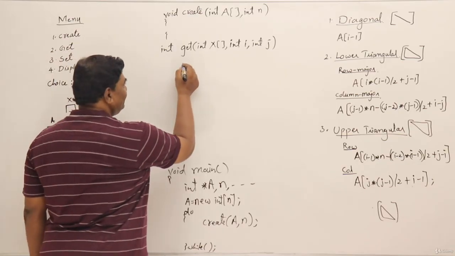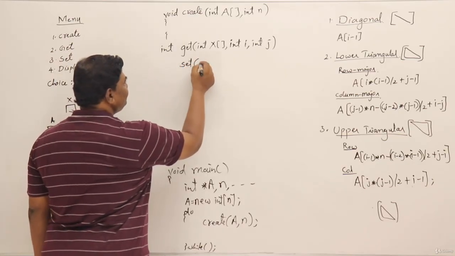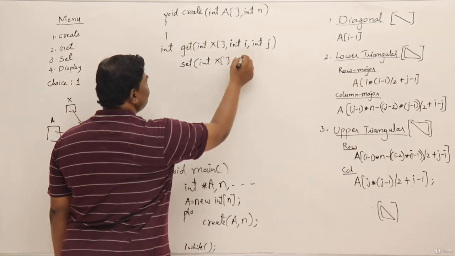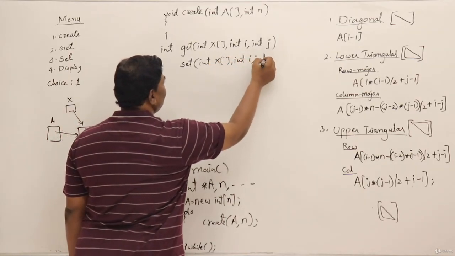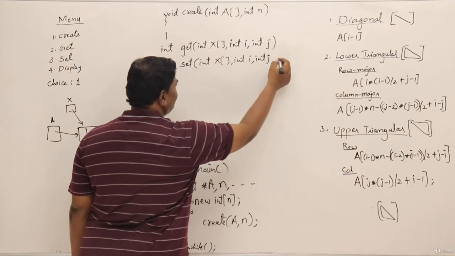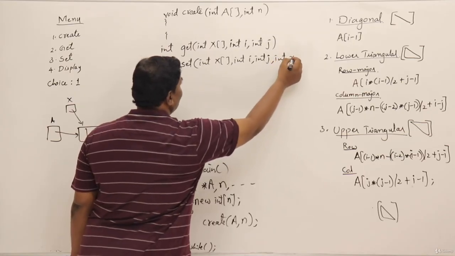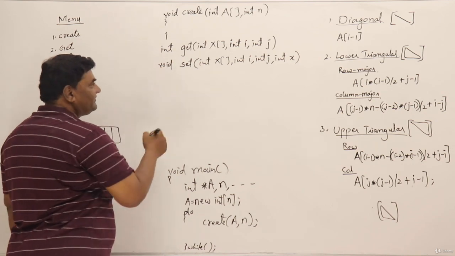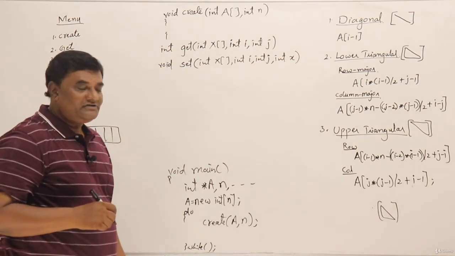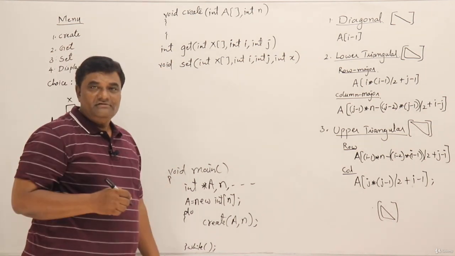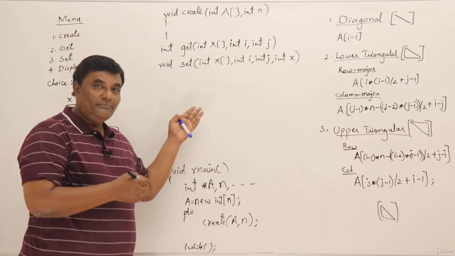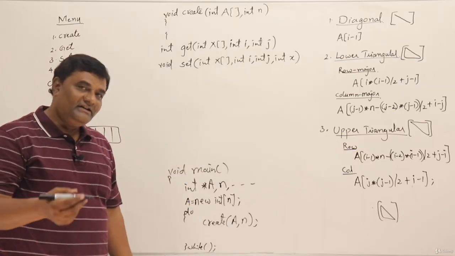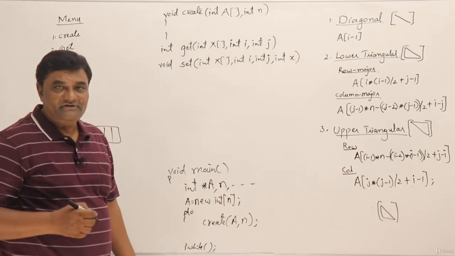The next is the set function. For the set function, it needs a pointer to an array, integer i, integer j, that is the indices, row number and column number, and also x, the element that you want to set. And this is void. So the body, we will be implementing it. Already we have the idea how the body should look. So I'm just writing the prototype of the function. While writing the program, I will be expanding that one.